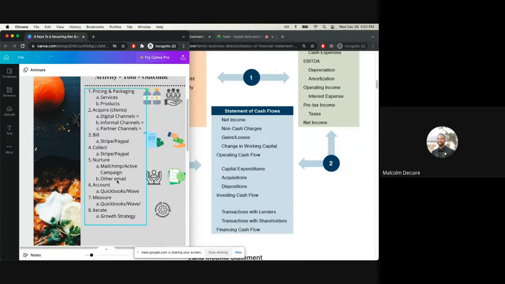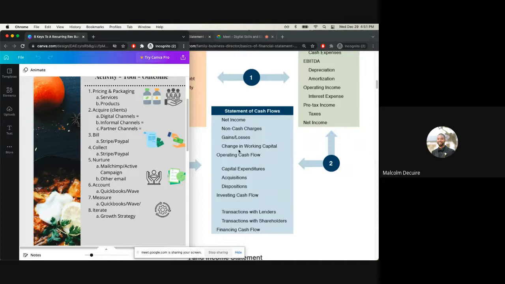The reason the statement of cash flows maps to these parts is because when you nurture your leads, that needs to be accounted for in your operating cash flow. How do you spend marketing dollars, customer support dollars, or whatever it may be to nurture your lead, your audience?